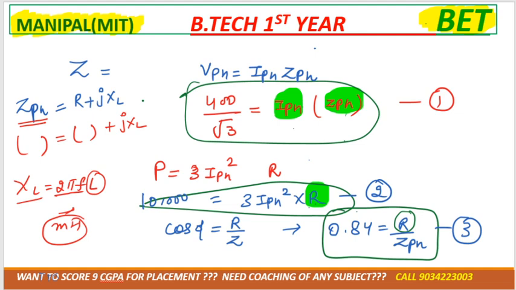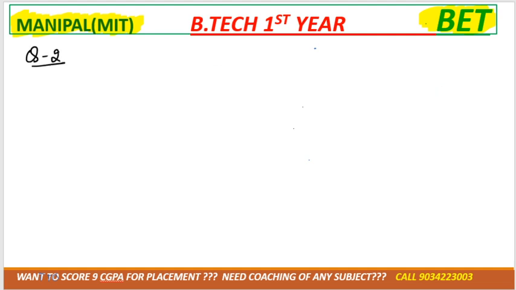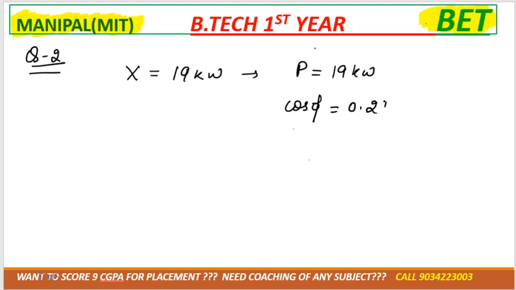Consider the units also. Now in the next question, question number 2, they said if the load dissipates three phase power P is equal to 19 kilowatt. Means power is, again they have given 19 kilowatt, right? And at a power factor, cos phi is equal to 0.28.